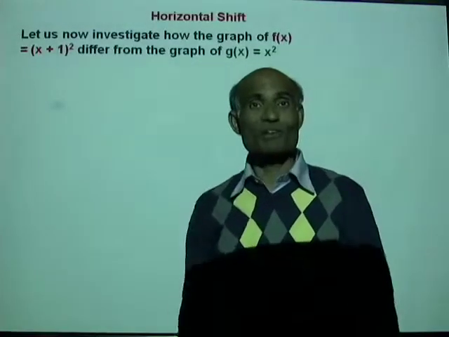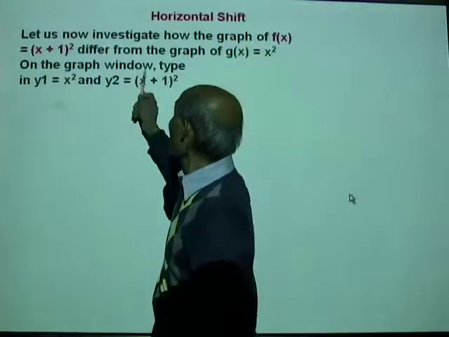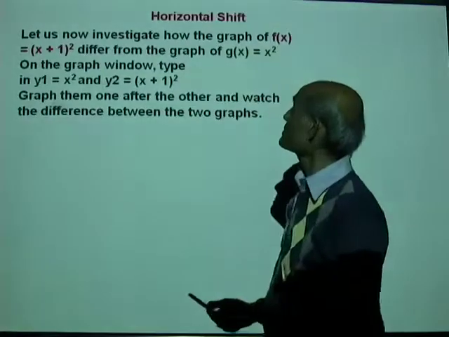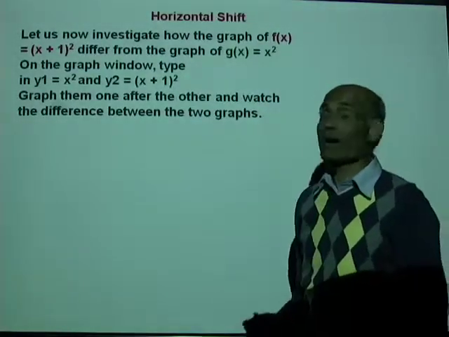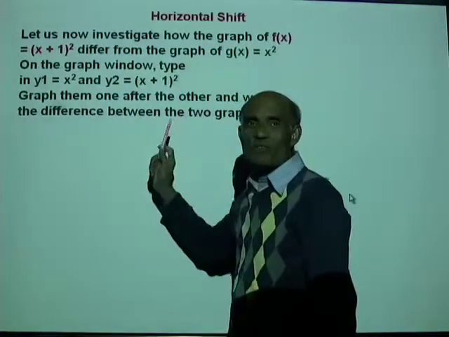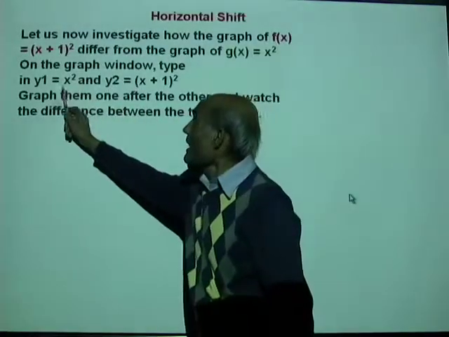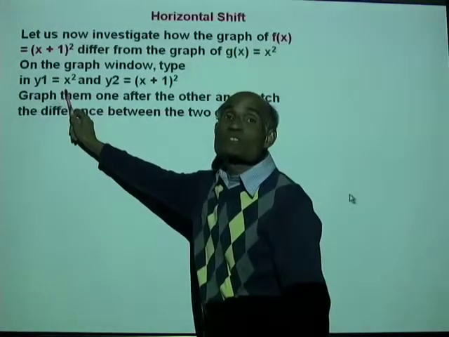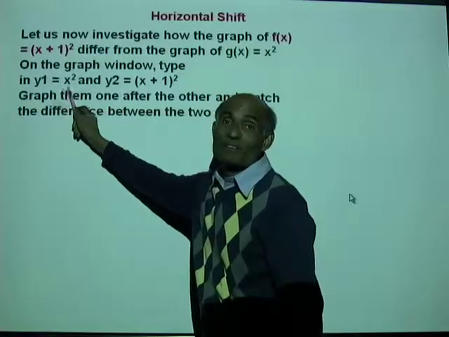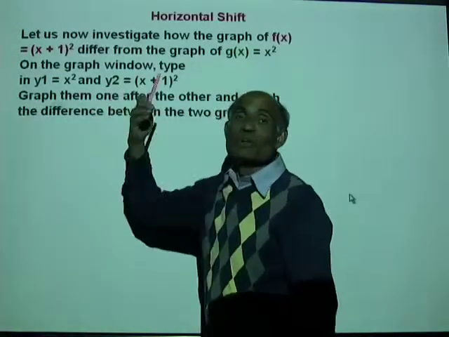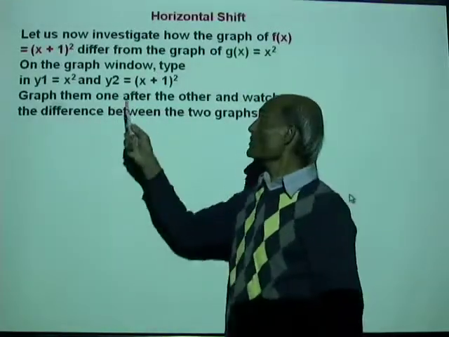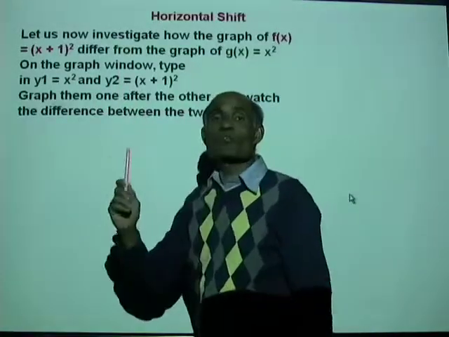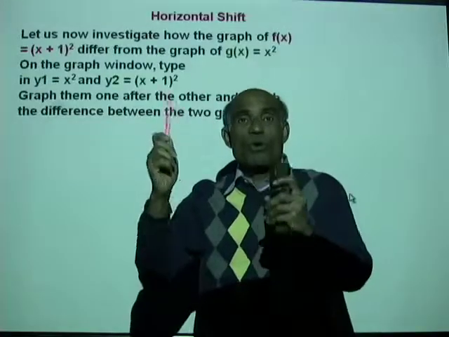Very simple, you can draw it on your calculator. Alright, on the graph window type in y1 equal to x squared and type y2 equal to x plus 1 all squared, then graph them one after the other. How do you do that? Well, after typing them, deselect y2 so that when you press graph, only y1 will be graphed. And then go and select y2, then y2 also will be graphed. That's what I want you to do. First graph y1 equal to x squared, then graph y2 equal to x plus 1 all squared.